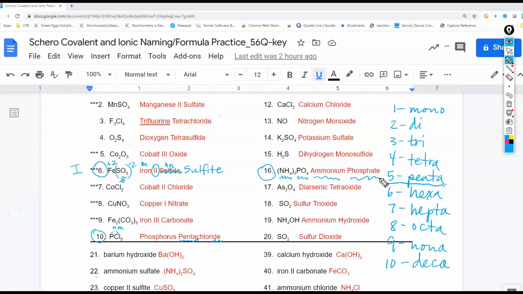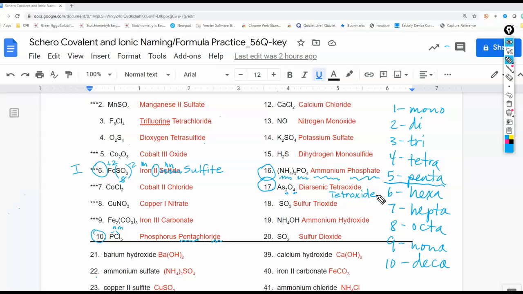Okay, so the next one, let's look at number 17. In number 17, I have 2 different types of nonmetals, and I have 2 arsenics and 4 oxygens. So that's where we got diarsenic tetroxide. And remember, you can also write it as tetroxide, just like this.